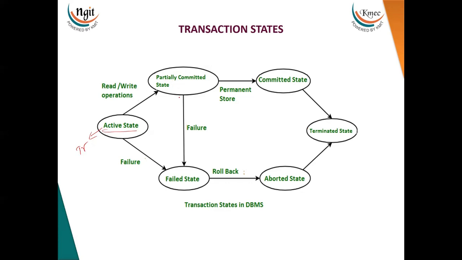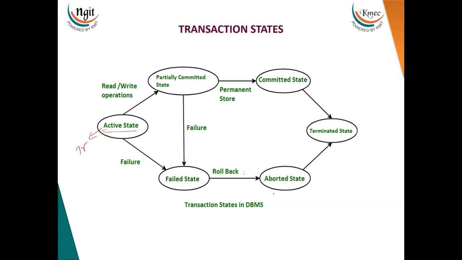Suppose that the user found that there are insufficient funds available and thereby he cannot withdraw the amount from the account. In that case, what happens? The transaction from partially committed state moves to a failed state. Why failed state? Because he is unable to complete the withdrawal transaction due to insufficient balance. When the transaction is in a failed state, it again moves to the aborted state.